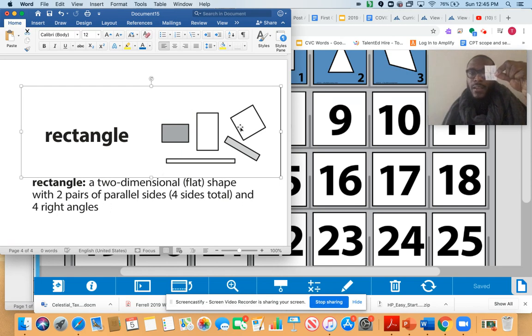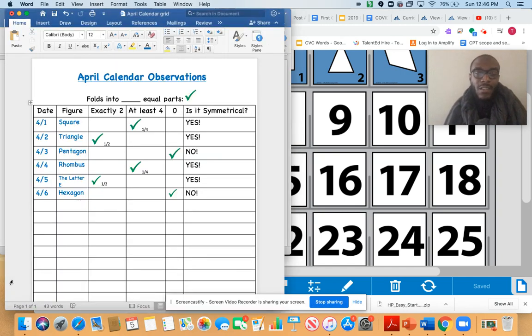So these are many different kinds of rectangles. It can be any size, but the attributes are the same. Notice in the picture that it can be any size, but the attributes are still the same. So we're going to go to our April calendar observation, and we're going to type in the date. So today is April 7th.